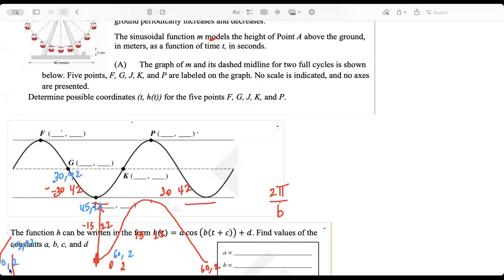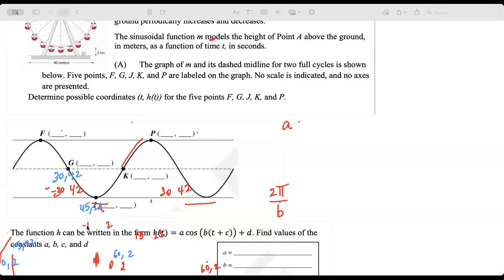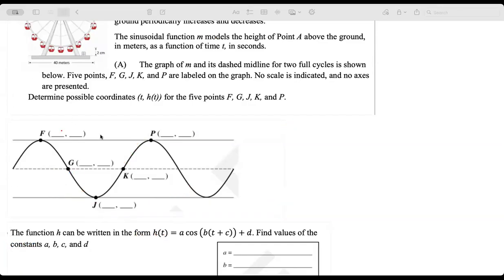Let me go back. 20. Yep, this one, right? Okay, that is 20. Good job. So I have to write it in the format A cos. Oh, this is gone, guys. Sorry. Let me erase these off. It's so confusing otherwise. I'm going to rewrite it, please. Let me quickly rewrite it.